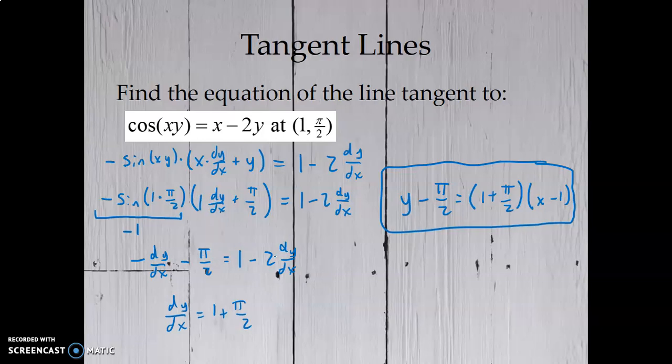I have 1 minus 2 dy/dx on this side. When I add 2 dy/dx over, it becomes a positive 1 dy/dx. And then I add the pi over 2 over, and I'm done. So dy/dx equals this. It's only at the point (1, pi over 2). Keep in mind that this is not always the slope, but we only needed it at this particular point in order to write the equation of the line tangent to that function at that point.